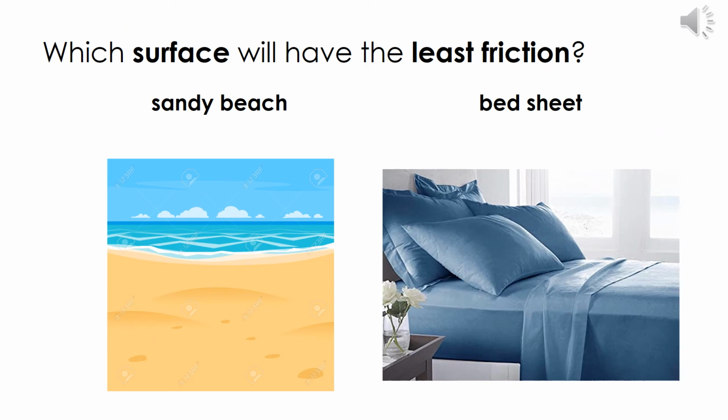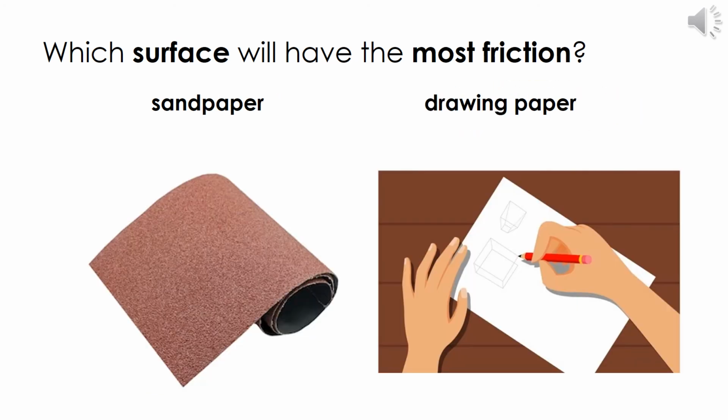Which surface will have the least friction? A sandy beach or a bedsheet? We know that sand is rough and bedsheets are smooth, so the bedsheet will have the least friction. Will the sandpaper or the drawing paper have the most friction? We know that drawing paper is smooth and sandpaper is rough. Therefore, the rougher the surface, the more the friction. So the sandpaper has the most friction.